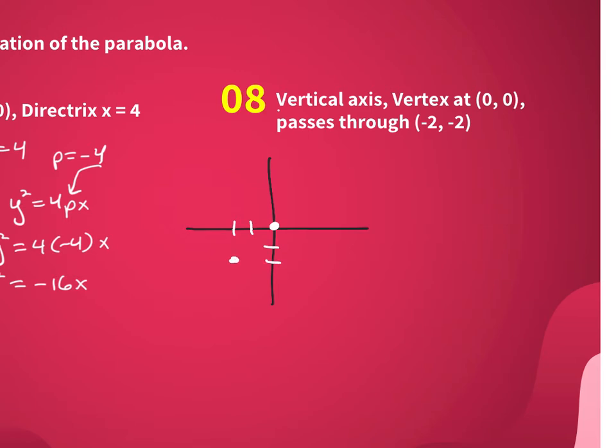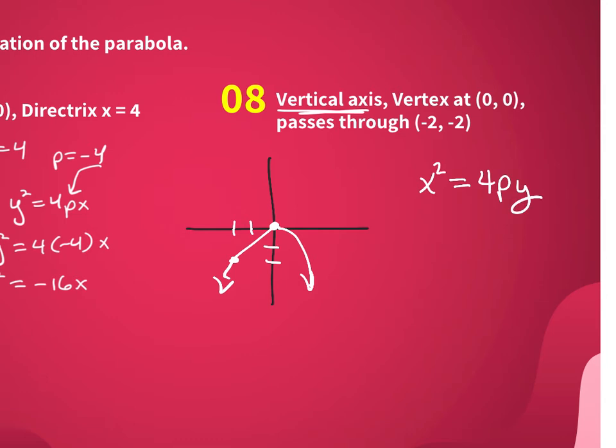Now again, vertical axis, this means that it's up and down. So if I want to connect my vertex to that point, I'm going to go ahead and make my graph open downward. And now, because it's up and down, and my vertex is at 0, 0, I'm using the x squared equals 4py.